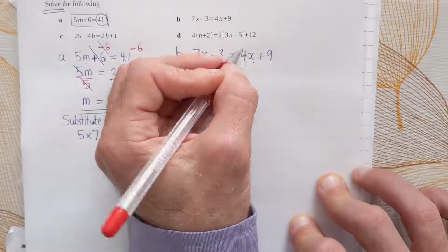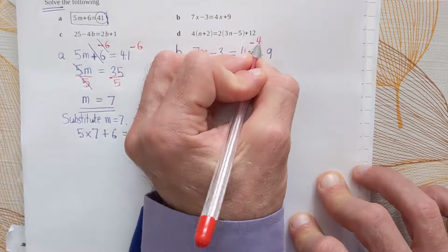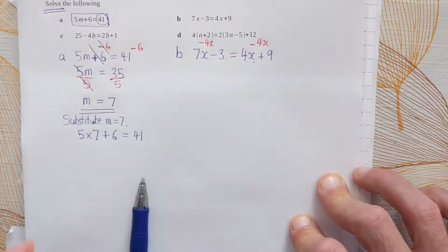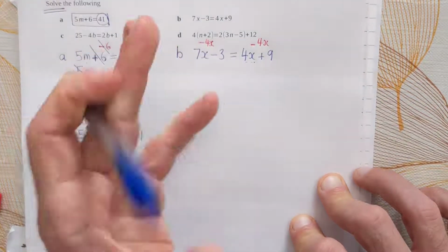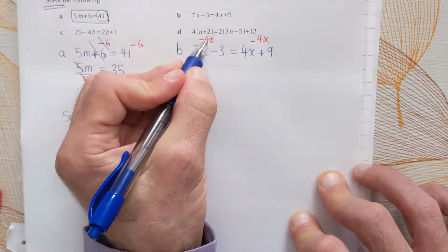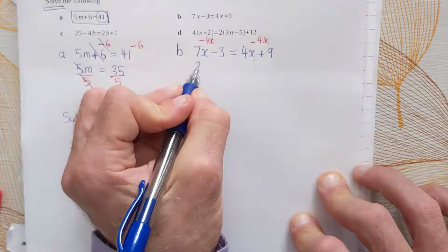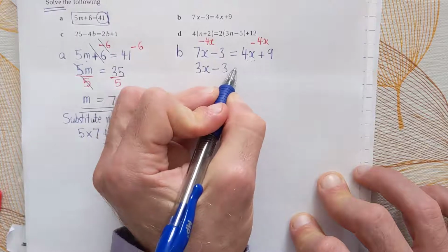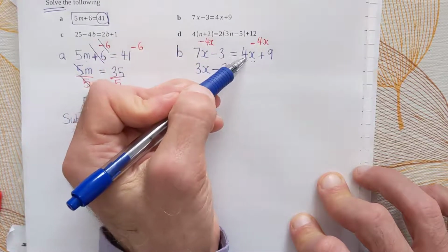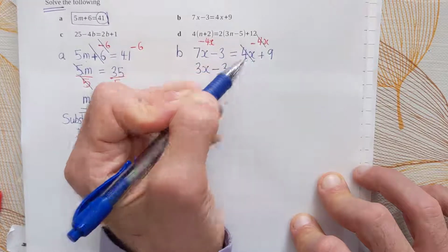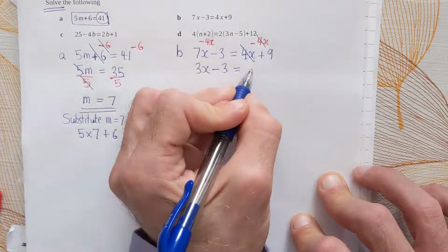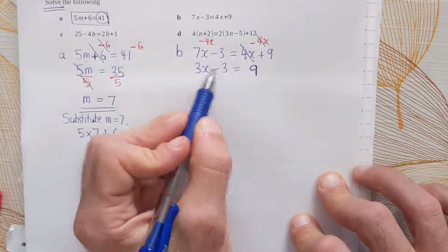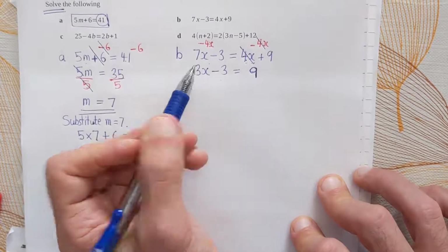So we have a 4x. We can remove it by taking away 4x. And of course, the same to the other side. And so 7x, take away 4x, leaves us with 3x. Don't forget there's a minus 3 there. And here we have 4x, take away 4x, which cancels. We're left with a plus 9, which is a 9. Okay, so now the x's are all on the left-hand side of the equation.